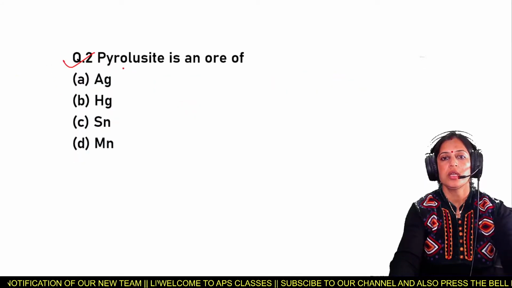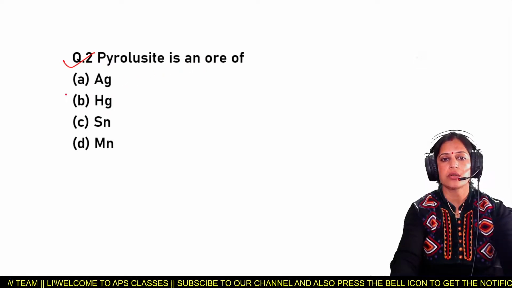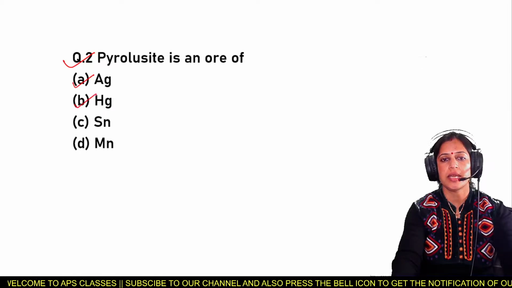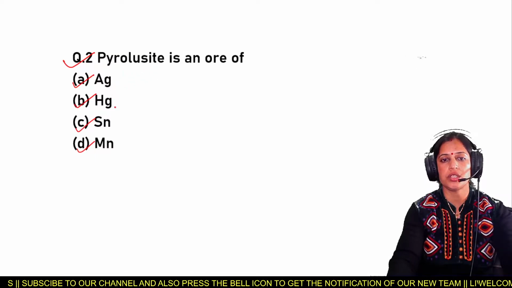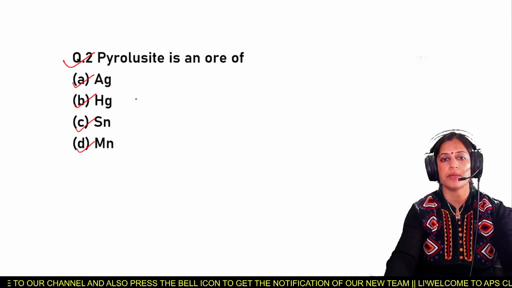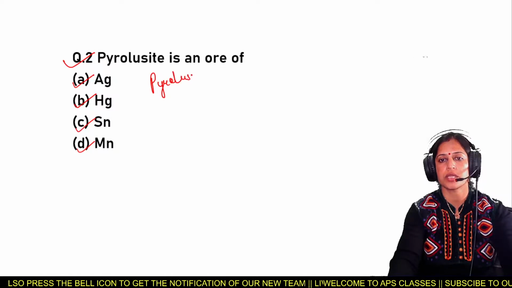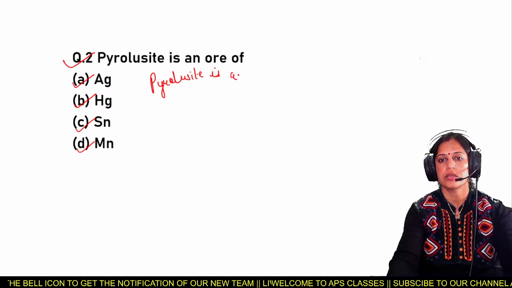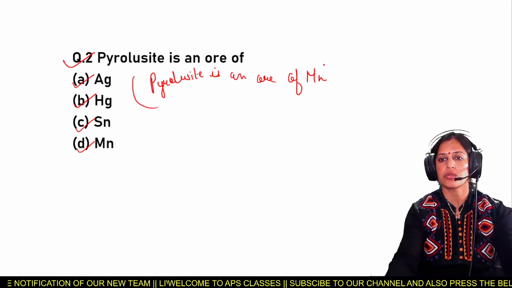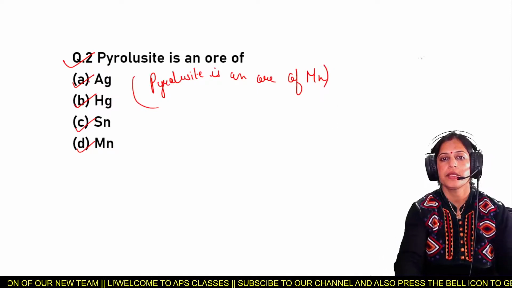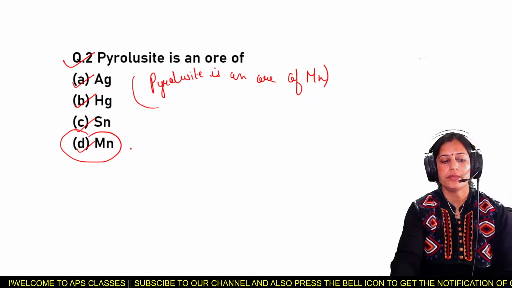Next is question number 2. Pyrolusite is an ore of either Ag, Hg, Sn or Mn. Pyrolusite is an ore of Mn, that is manganese. So this is the right answer: pyrolusite is an ore of manganese.